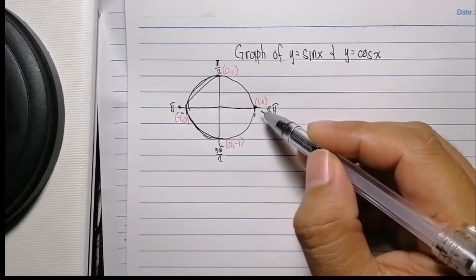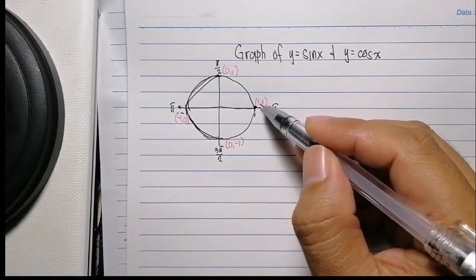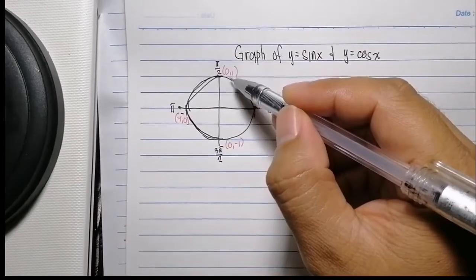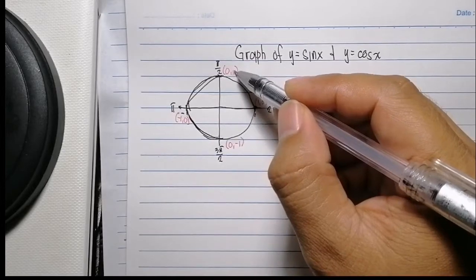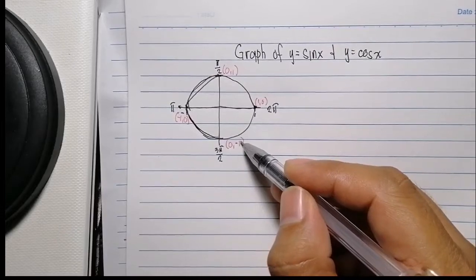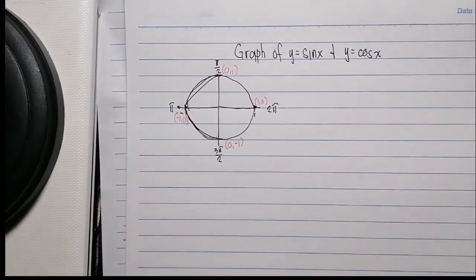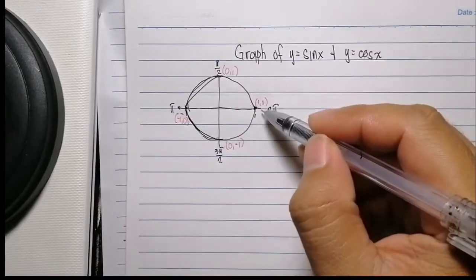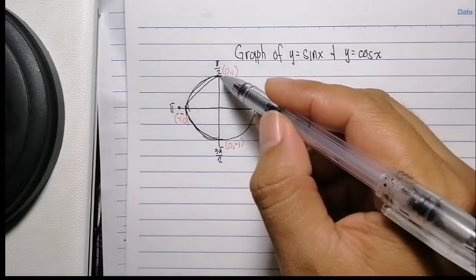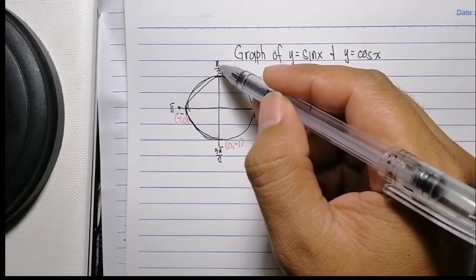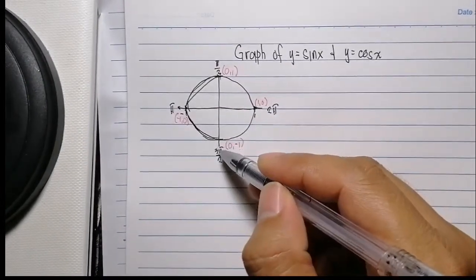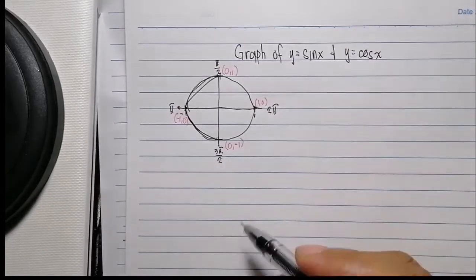So this point is equal to 1, 0. And this coordinate is equal to 0, 1. And this one is negative 1, 0. The other one is 0, negative 1. Notice that in a unit circle, one complete revolution is just equal to 2 pi. So this one is equivalent to 90 degrees or pi over 2. This is equal to pi, and this one is 3 pi over 2.